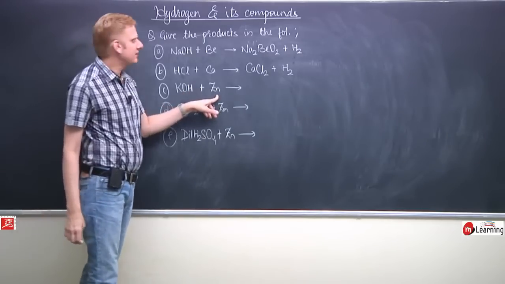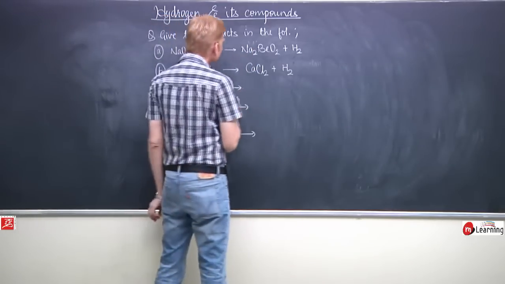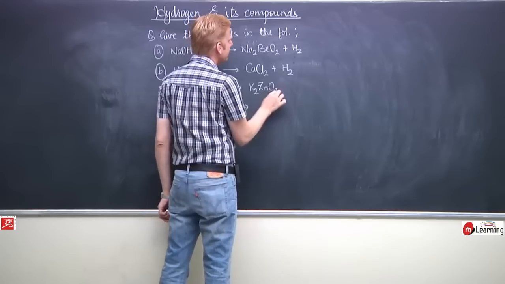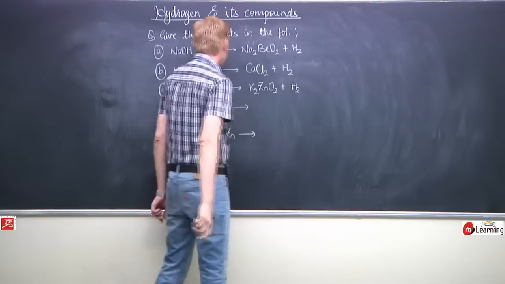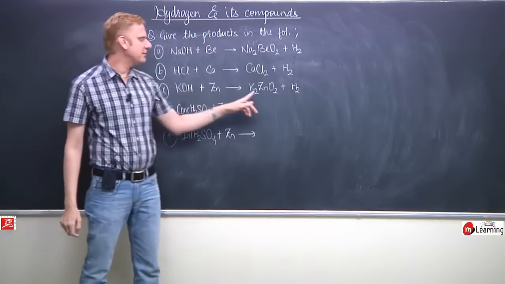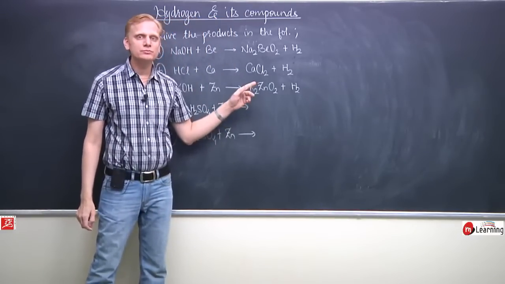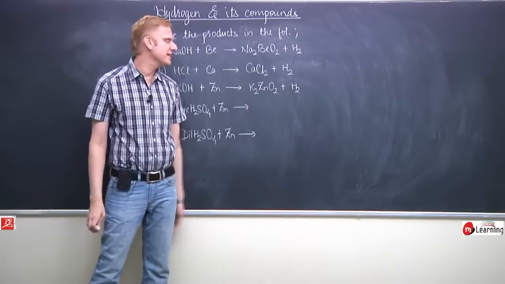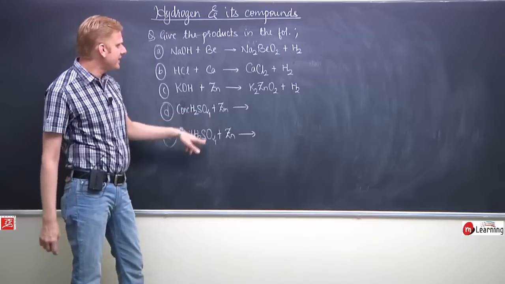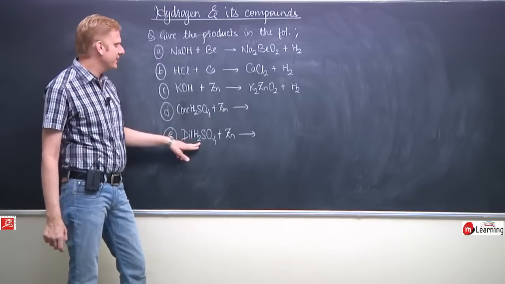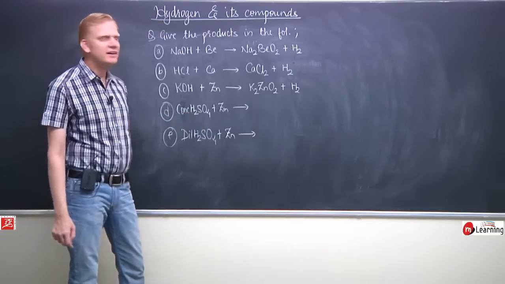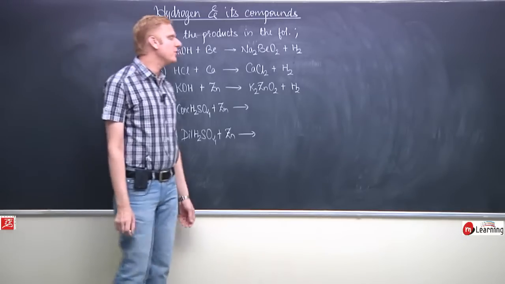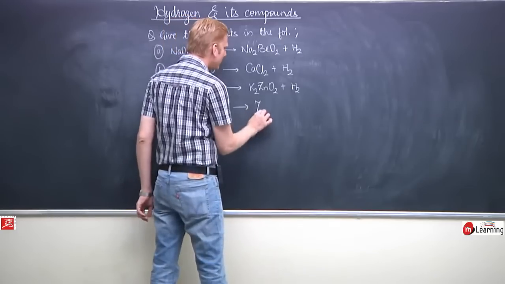Potassium hydroxide with zinc. Similar to the reaction of NaOH with zinc, here we have potassium zincate. Had the compound been NaOH, the product is Na2ZnO2. Here the compound being KOH, the product is K2ZnO2, potassium zincate. Next to that, concentrated and dilute sulfuric acid. What do you think? Will they make any difference when they are allowed to react with zinc? I told you in between, that time I did not write the reaction since I had to ask this.